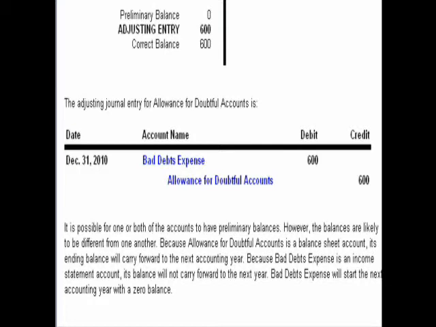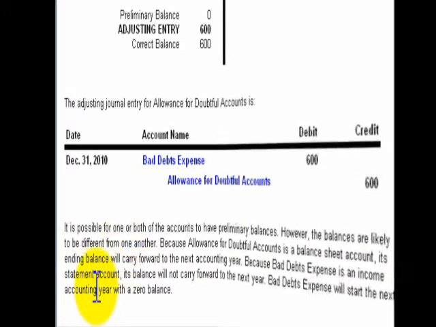It is possible for one or both of the accounts to have a preliminary balance. However, the balances are likely to be different from one another, because allowance for doubtful accounts is a balance sheet account. Its ending balance will carry forward to the next accounting year. Because bad debts expense is an income statement account, its balance will not carry forward to the next year. Bad debts expense will start the next accounting year with a zero balance.